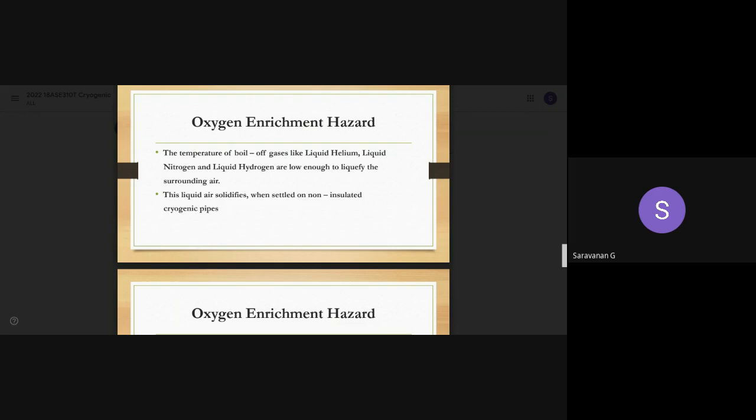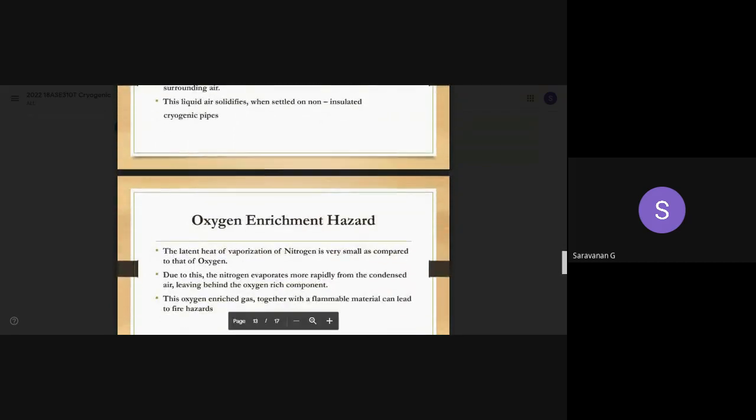Not only oxygen deficiency, oxygen enrichment also causes hazards. The temperatures of boiling gases like liquid helium, liquid nitrogen, and liquid hydrogen are low enough to liquefy the surrounding gas. So the gases become liquid, and the liquid is solidified. What will happen? It will settle down on the non-insulated cryogenic pipes. The insulation is not affected.